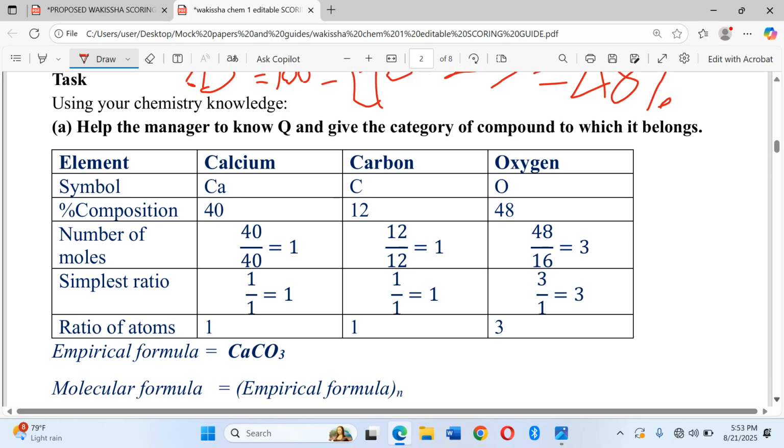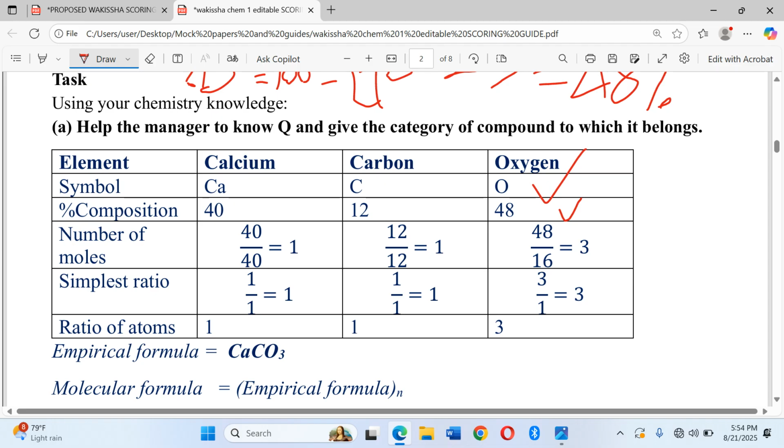I believe by now we know how to design that table of calculating empirical formula. So empirical formula is done in 4 stages. Number 1, writing the element with its symbol. So the elements present in Q, we have calcium, carbon, and oxygen, and the symbols are there. Then after that, we can look at percentage composition. Of calcium, we saw it is 40, carbon it is 12, and oxygen is 48.